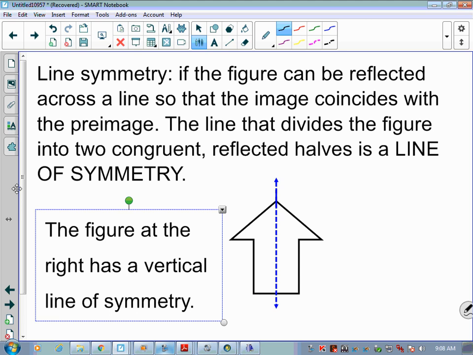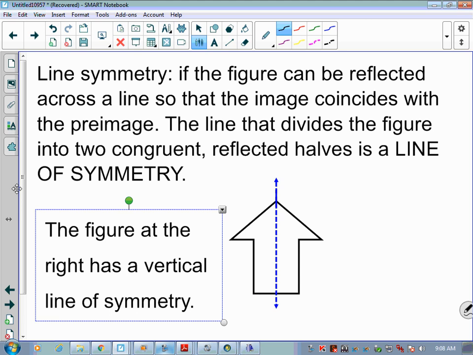Now, different figures will have multiple lines of symmetry, okay? Especially regular polygons will have multiple lines of symmetry because when we start talking about those, we can draw from opposite vertex to opposite vertex or from opposite side to opposite side, okay?